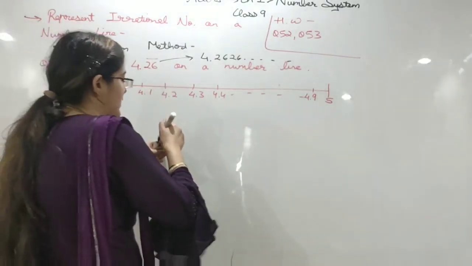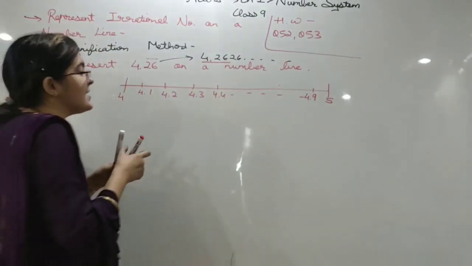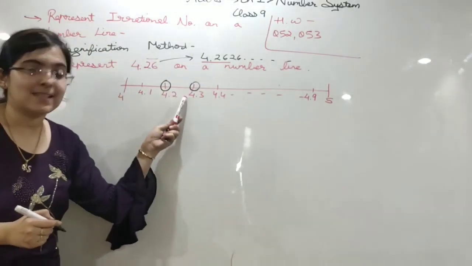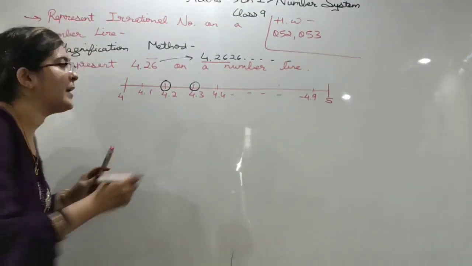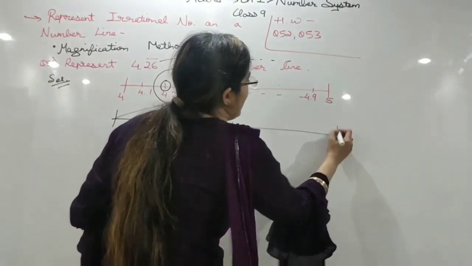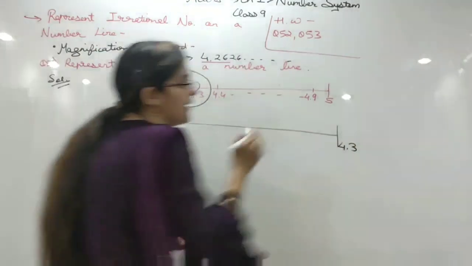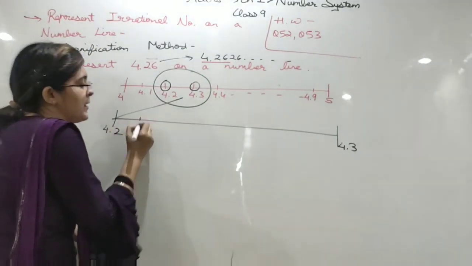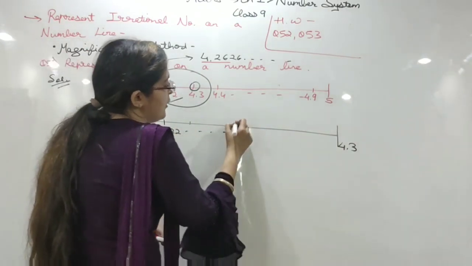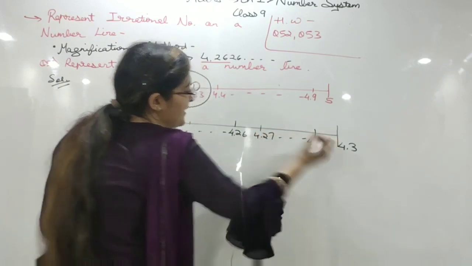Now see here, it is 4.26. That means it will lie between 4.2 and 4.3. So we will magnify this. What will be our upper and lower limit? Lower limit will be 4.2 and upper limit will be 4.3. Now write the numbers in between them: 4.21, 4.22 and so on, 4.26, 4.27 and so on up to 4.29.